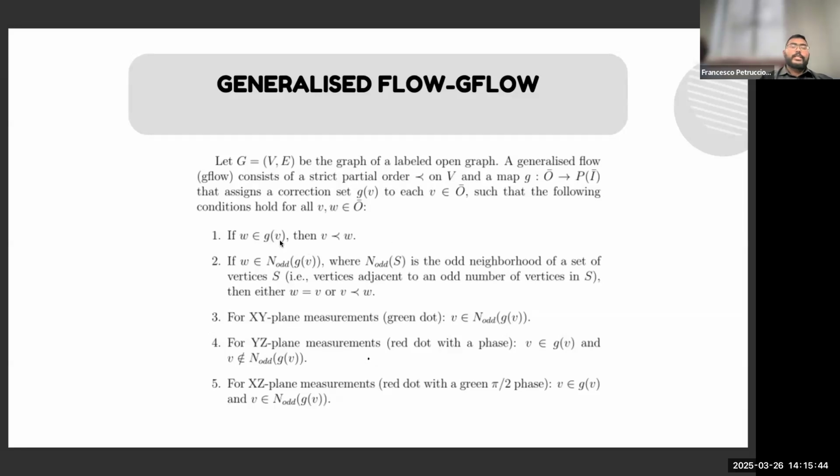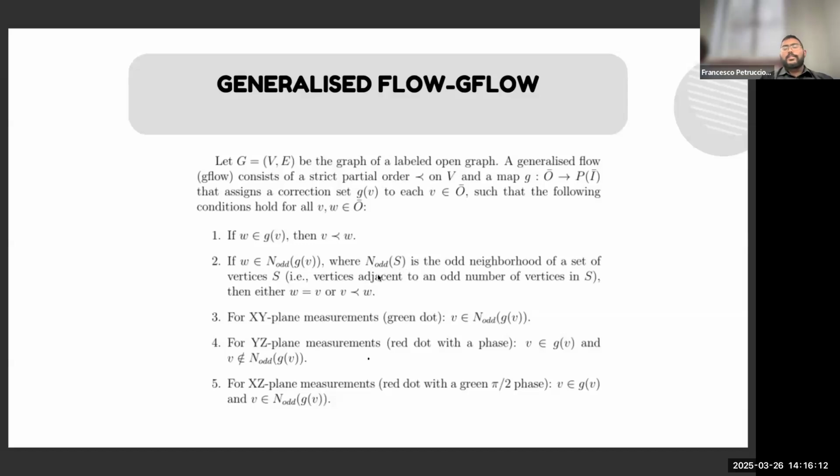Firstly, we need to measure V before all vertices used to correct it. Secondly, if W is in the odd neighborhood of G of V. The odd neighborhood of a subset S is the set of all vertices that are adjacent to an odd number of vertices in S.